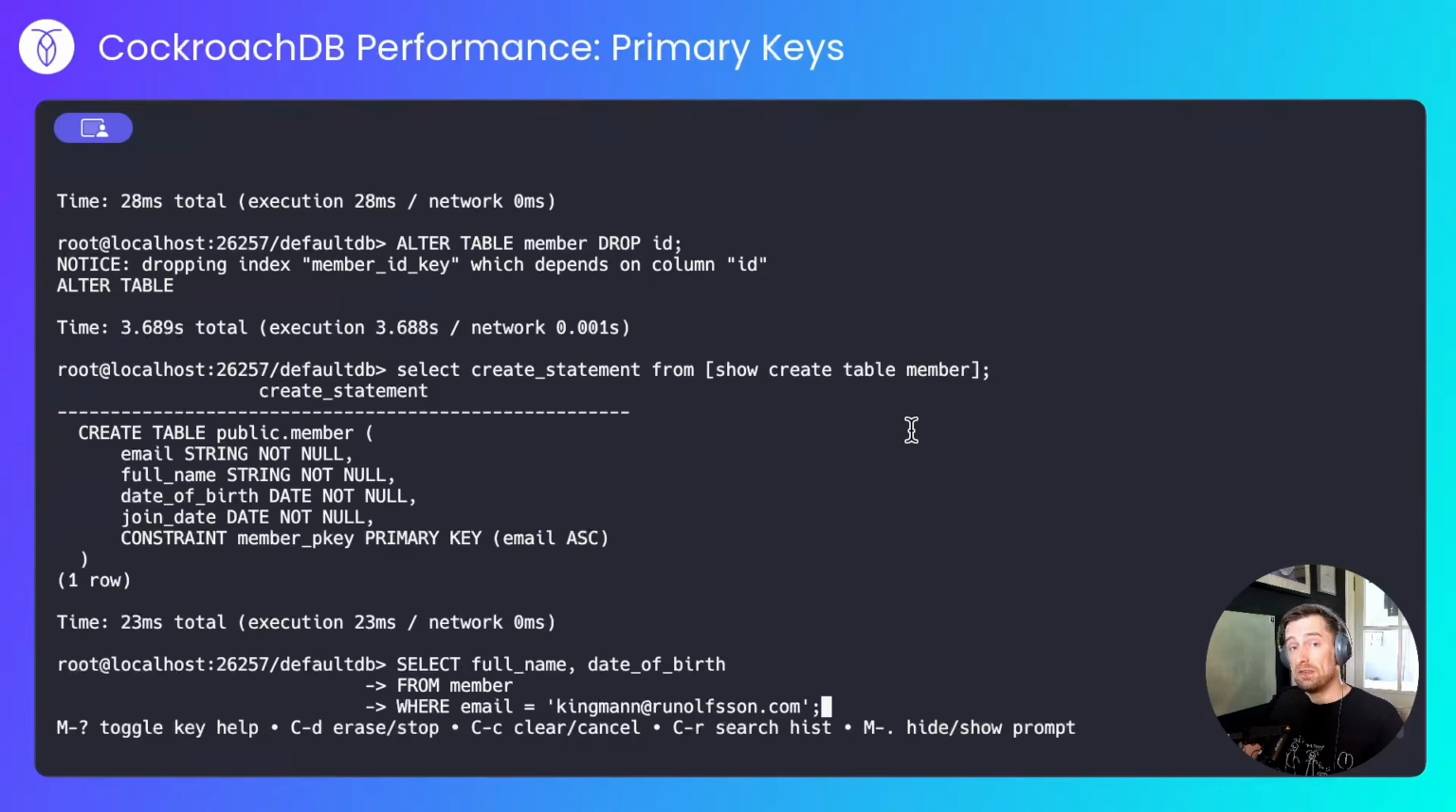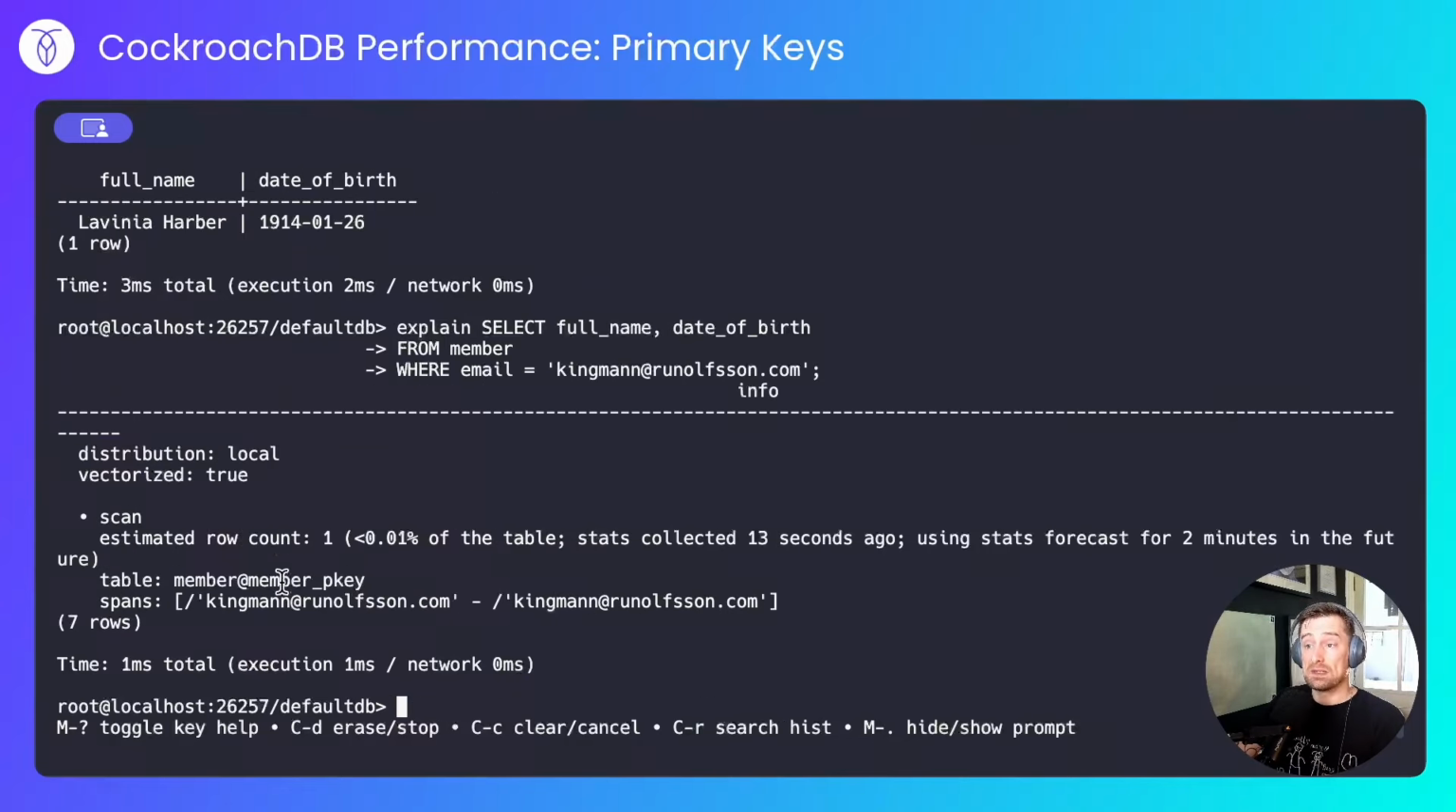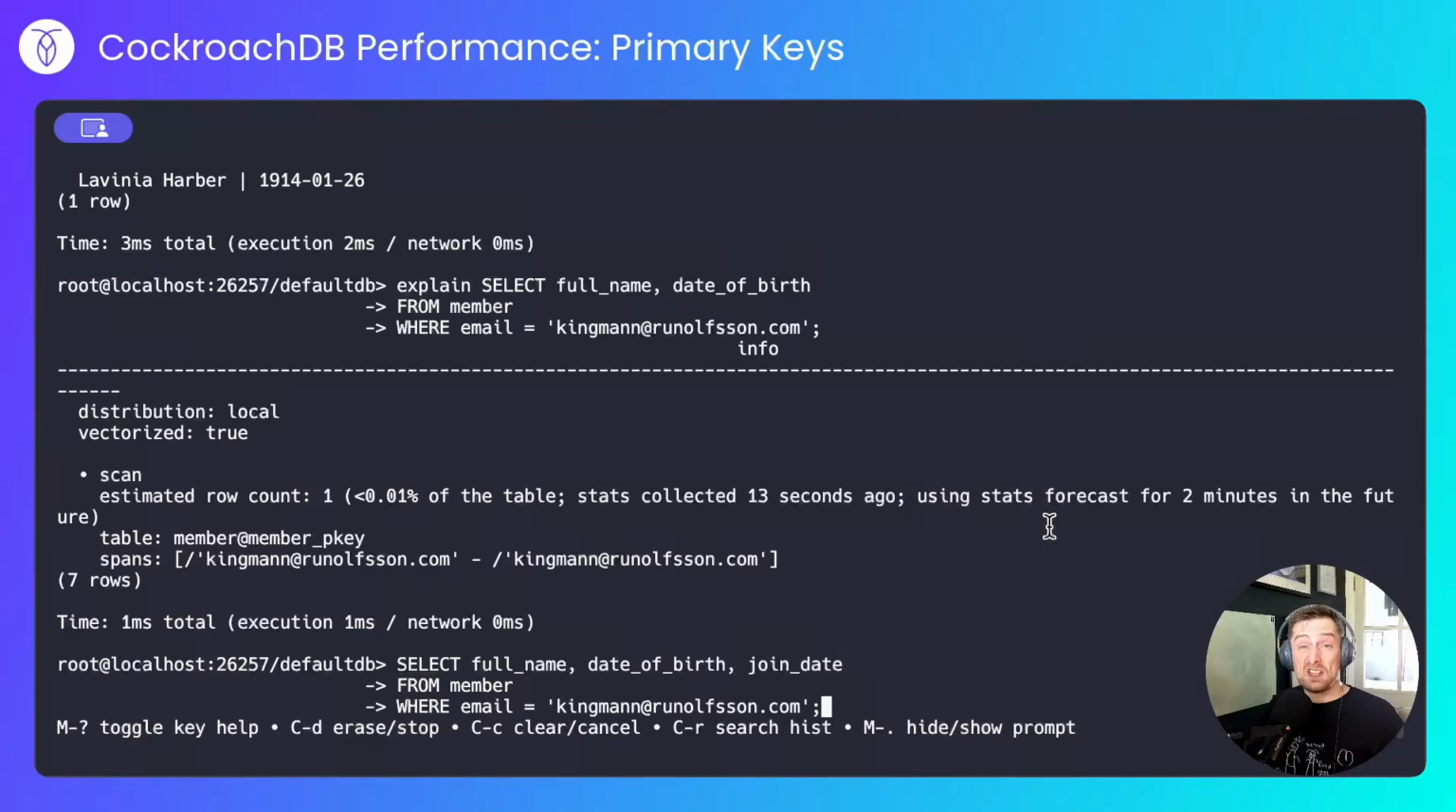I can continue to filter on the email, which is now the primary key, and we're doing direct lookups against the primary key this time. There's no primary key index join because the email address already contains all of the columns that we need. And because the primary index essentially covers all of the columns in the table, it doesn't matter which columns we request from the table, they're always going to be part of that index.